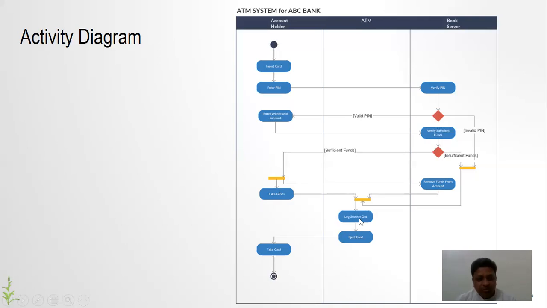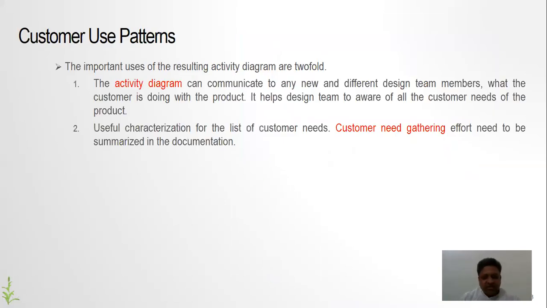It will inform you. Then you have to eject the card, take the card out, then go home. So this is one of the activity diagrams. Similarly, whatever the customer needs are, you need to put all those activities in terms of a sequence of operations one by one. Those sequences of operations will clearly inform you what kind of activity, service or product is required.